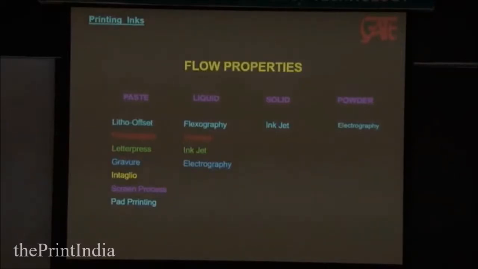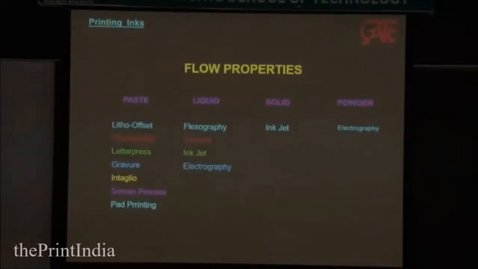Intaglio is a process which is like gravure, but it's a process without individual cells. It just images at the lower level, and this is widely used for currency note printing and some special applications, or even some special applications when it comes to other types of security printing. Screen printing and pad printing. Pad printing uses the intaglio plate, and it's a process where a polyurethane ball picks up the ink from the plate and deposits. So these are pastes.